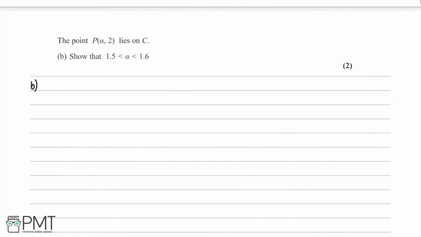So in part B of this question, we're told that the point P, which has x coordinate alpha and y coordinate 2, lies at some point on the curve C.